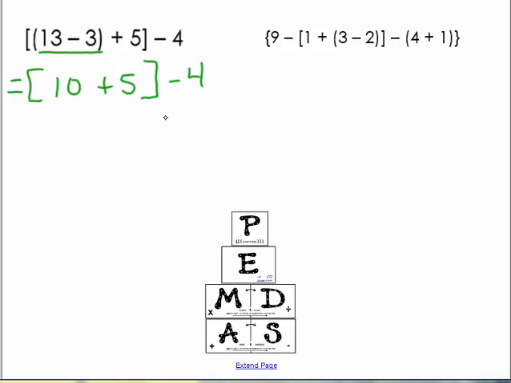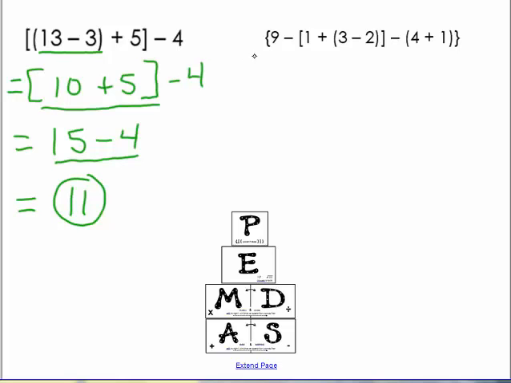Parentheses are done, so I'm going to move on to brackets. So I have brackets here, so I'm going to draw a bridge under there. And 10 plus 5 is 15, and everything that's not on the bridge comes down to the next level. No braces, so I move on to exponents. There are none. Multiply and divide left to right, whichever comes first. There is none. Now I'm on adding and subtracting left to right, whichever comes first. So 15 minus 4 is 11, and there's my answer.